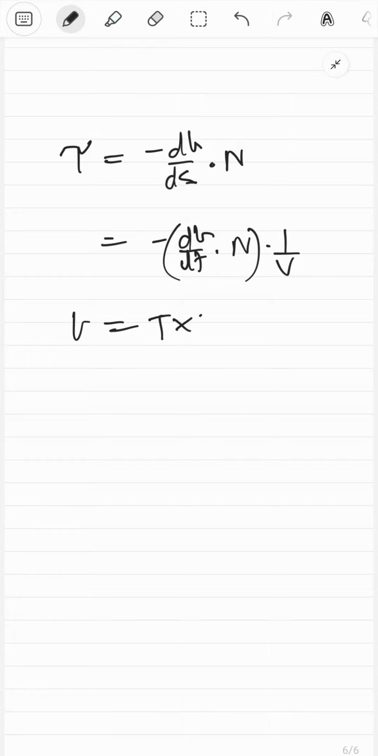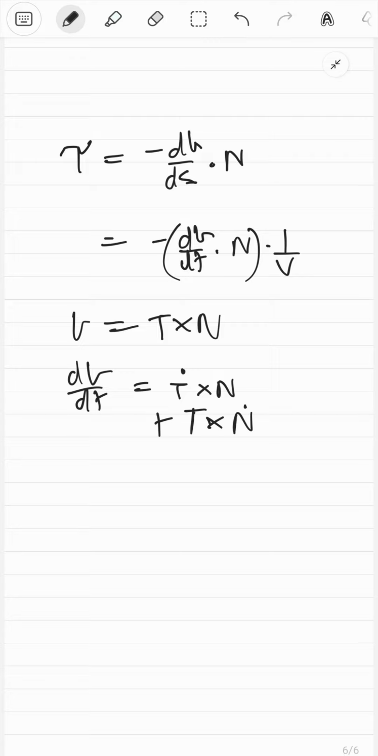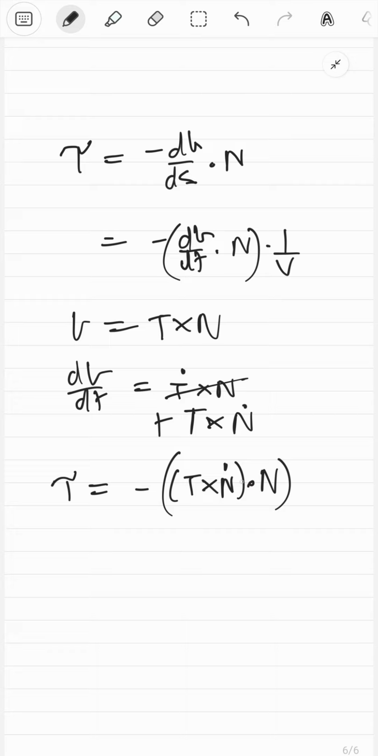Now since b is t cross n, db by dt would just be t dot cross n plus t cross n dot. Now since n was defined as t dot upon the magnitude of t dot, this cross product is 0. So we are left with tau equal to negative the dot product of this with n. So it's t cross n dot n, that upon v. Now this is a triple product and can be written as such. So it's just t n dot n and 1 upon v.